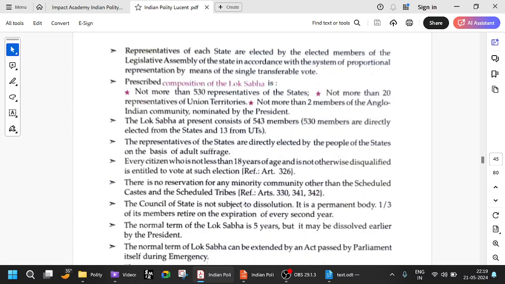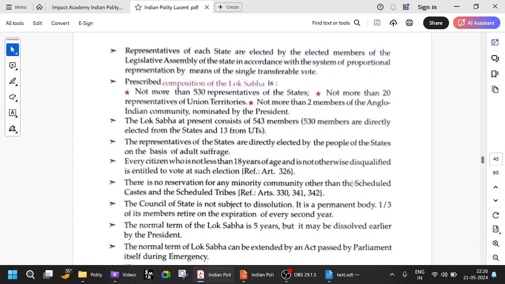The Council of State is not subject to dissolution. Okay, it's a permanent body. The Council of State means Rajya Sabha. The Council of State, which is popularly known as the Rajya Sabha, is not subject to dissolution. So the Lok Sabha, after 5 years, once the term is over, gets dissolved, right? Again, you have to go to election, and a new Lok Sabha has to be constituted. But the Rajya Sabha is a continuous body. It is not subject to dissolution.